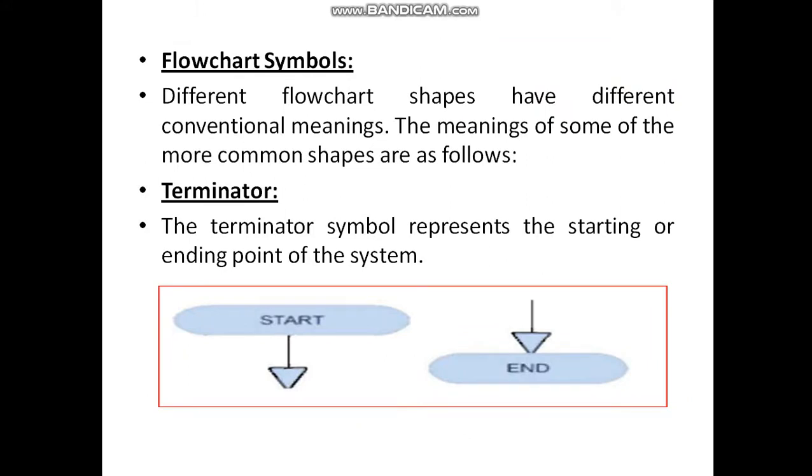First is a terminator. The terminator symbol represents the starting or ending point of the system. Any flowchart can start with that type of symbol, which is a start, and then that type of arrow, and that type of end. The flowchart is ended. So it's a terminator symbol, representing the starting or ending point of the system.